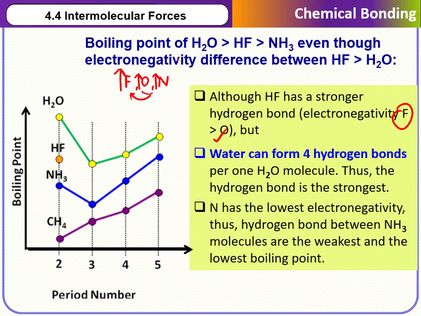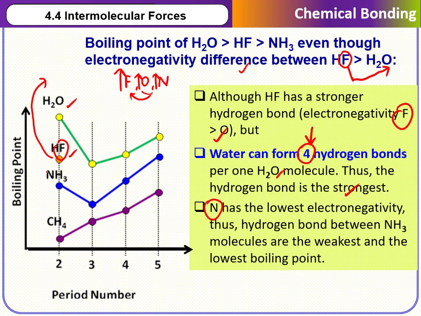Right, so even with the electronegativity difference, fluorine is more electronegative than oxygen, so we would expect HF to have a higher boiling point than water. But water has a higher boiling point than HF. Why? Because one water molecule can form up to 4 hydrogen bonds, whereas fluorine in HF can form fewer hydrogen bonds between molecules. That's why water has the strongest hydrogen bonding.